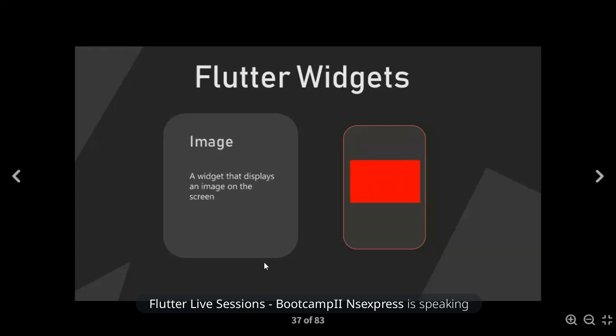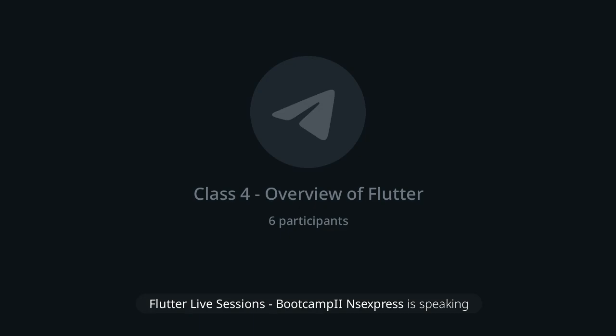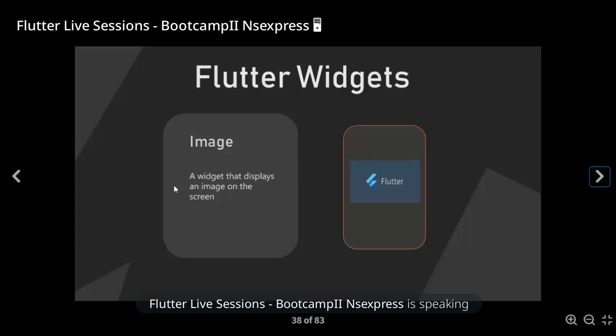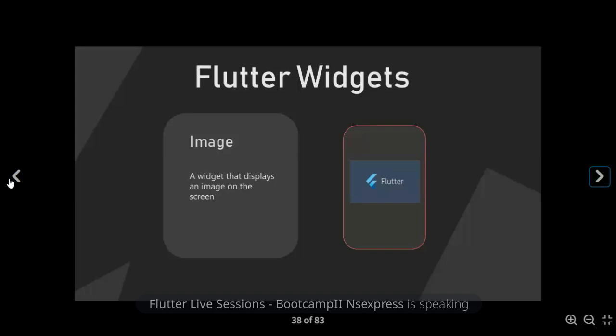Also, we have image widgets. A widget that displays an image on the screen. So we have different types of image widget. Maybe network image, asset image, or others. So we have widgets that are used for displaying images. Also, so image widgets, you can see it. So image widgets is used to display this image.